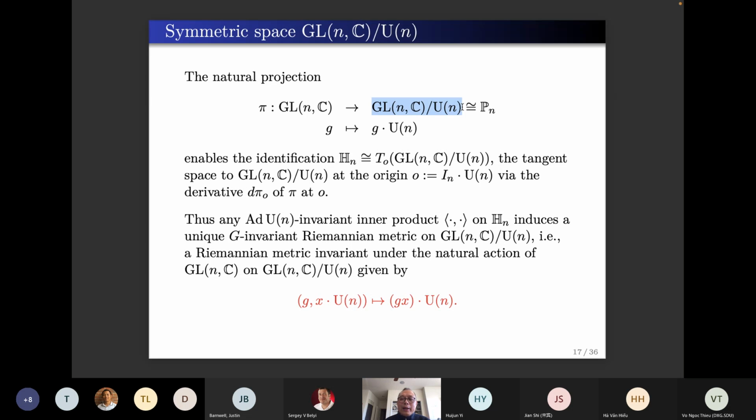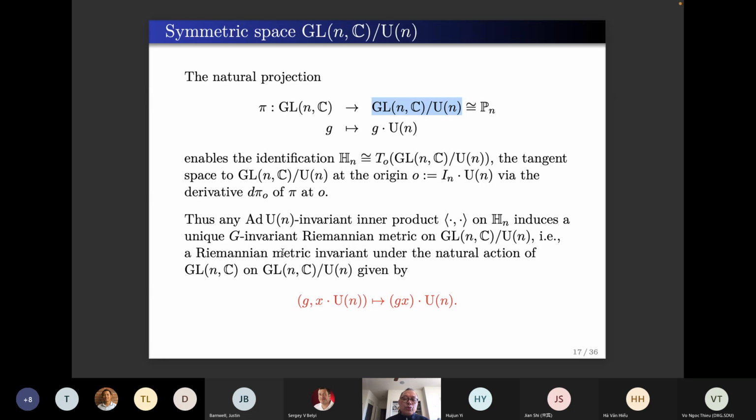This quotient space that I highlight is called a symmetric space, and this is the projection. G is sent to the coset G·U_N. This natural projection enables the identification of H_N with the tangent space at the origin of this symmetric space, the quotient space. As a matter of fact, this is a G-invariant Riemannian metric, and the metric is well known. I don't think I have it here.